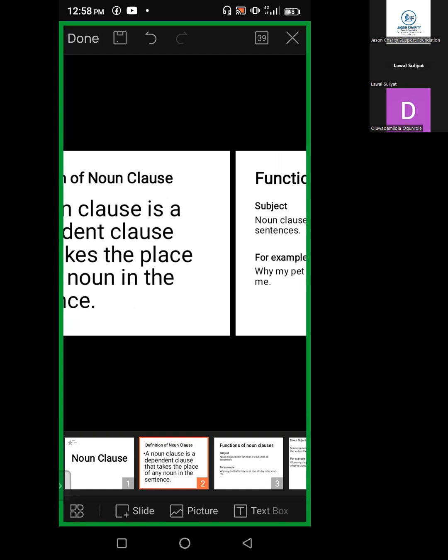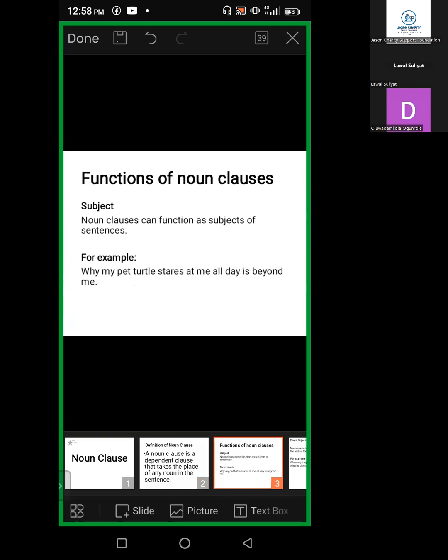So without wasting our time, we'll move on to the functions of noun clauses. Now, because we have said in the definition of a noun clause that it is a dependent clause that can be used to replace a noun in a sentence, all the functions that a noun can carry out in a sentence or an expression, a noun clause can do too.